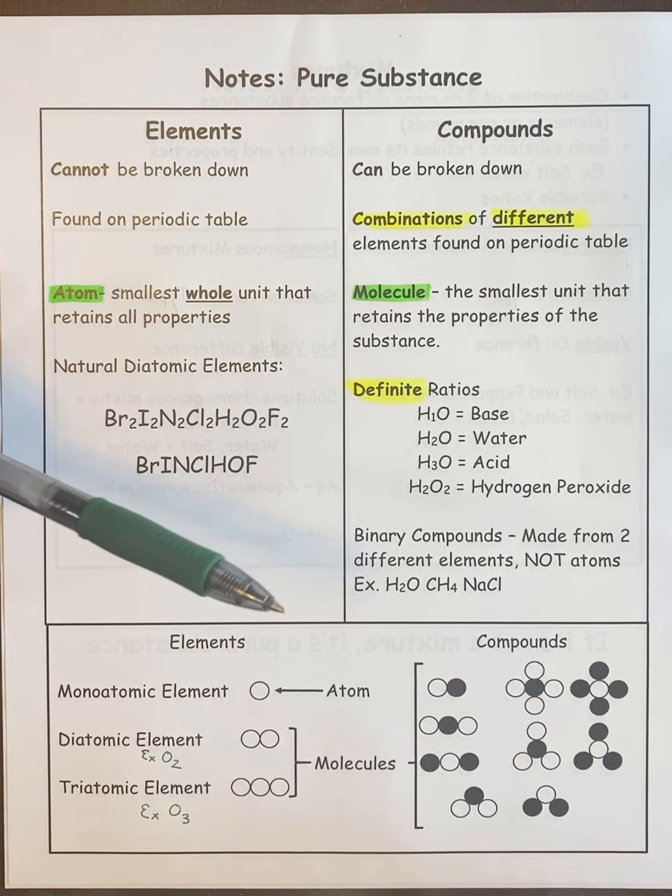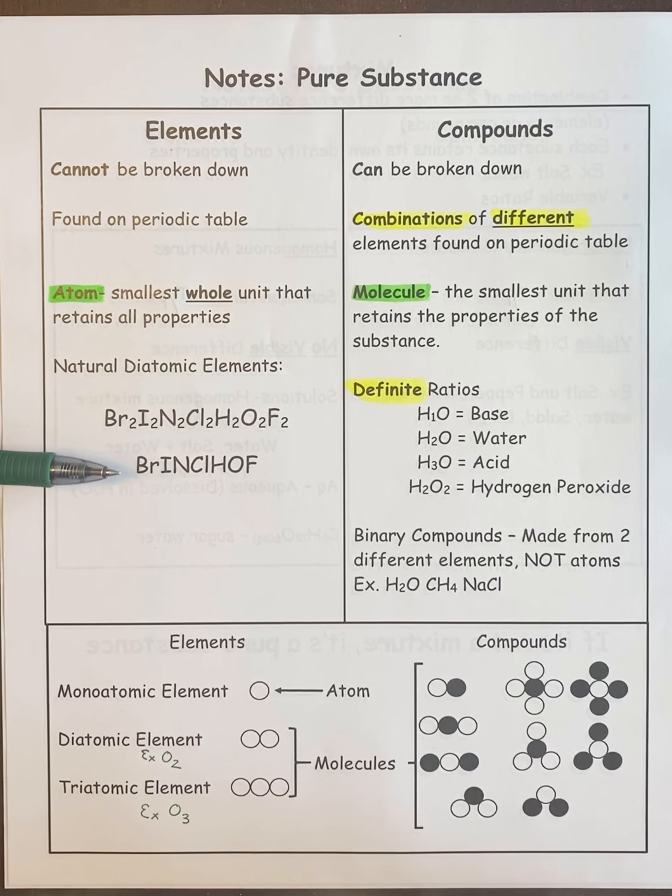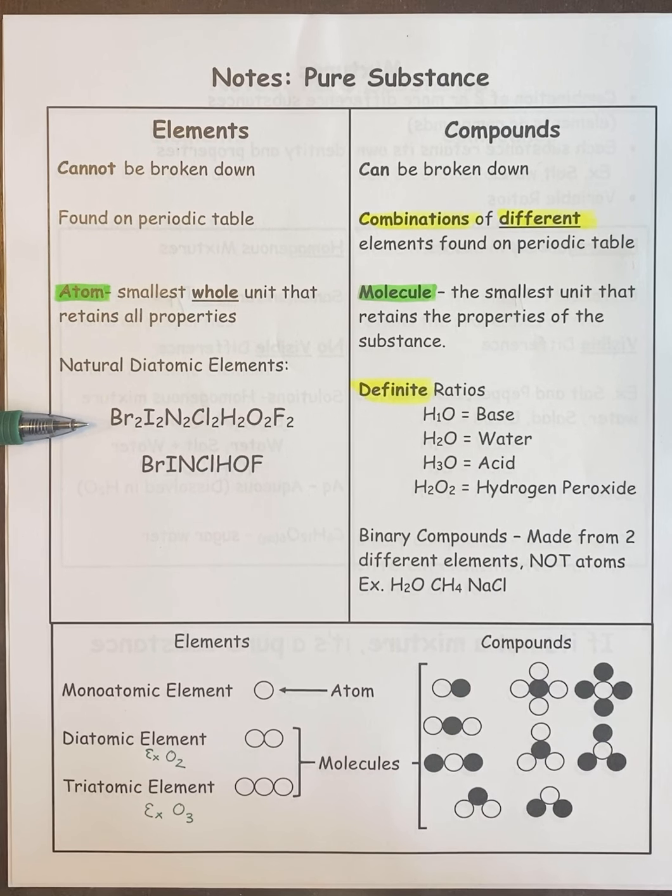Now, the last bit for elements is that there are some naturally diatomic elements. This is a fake word. I call it Brinckelhoff, if you were to read it out, Brinclhof. These are the 7 elements on the periodic table that are naturally diatomic. Unfortunately, they are not listed on the periodic table as being diatomic. You will have to know that they are naturally diatomic, so unfortunately, you do have to memorize the word Brinckelhoff.